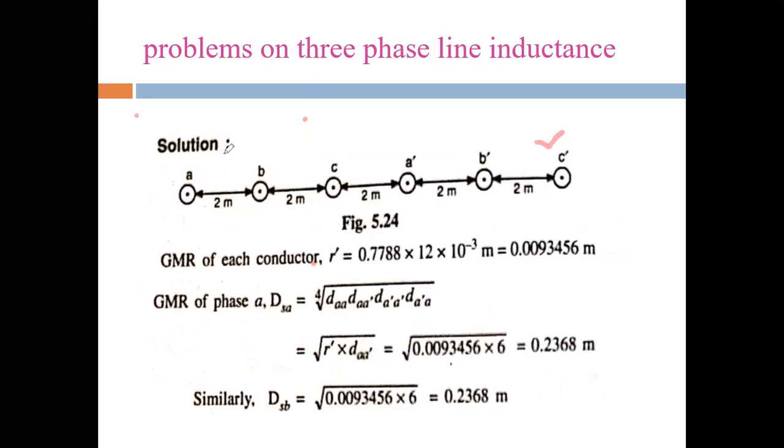This is C dash and this is A. Okay, what is the distance? That is 2 meters plus 2 meters plus 2 meters plus 2 meters. Okay, 2 plus 2, 4. 4 plus 2, 6. 6 plus 2, 8. 8 plus 2, 10. Okay, that is the distance between C dash to A.